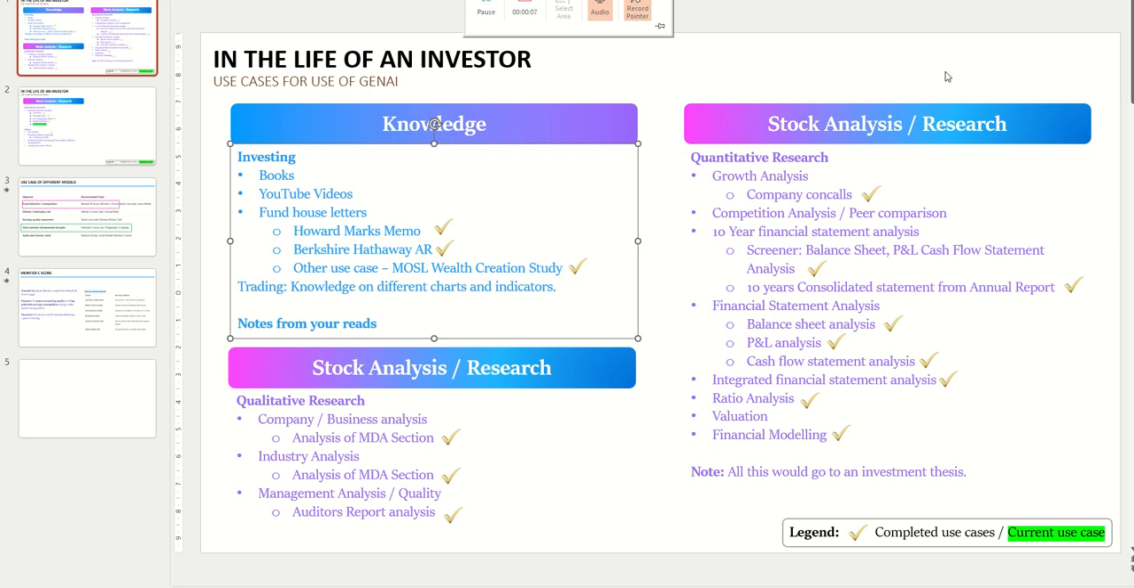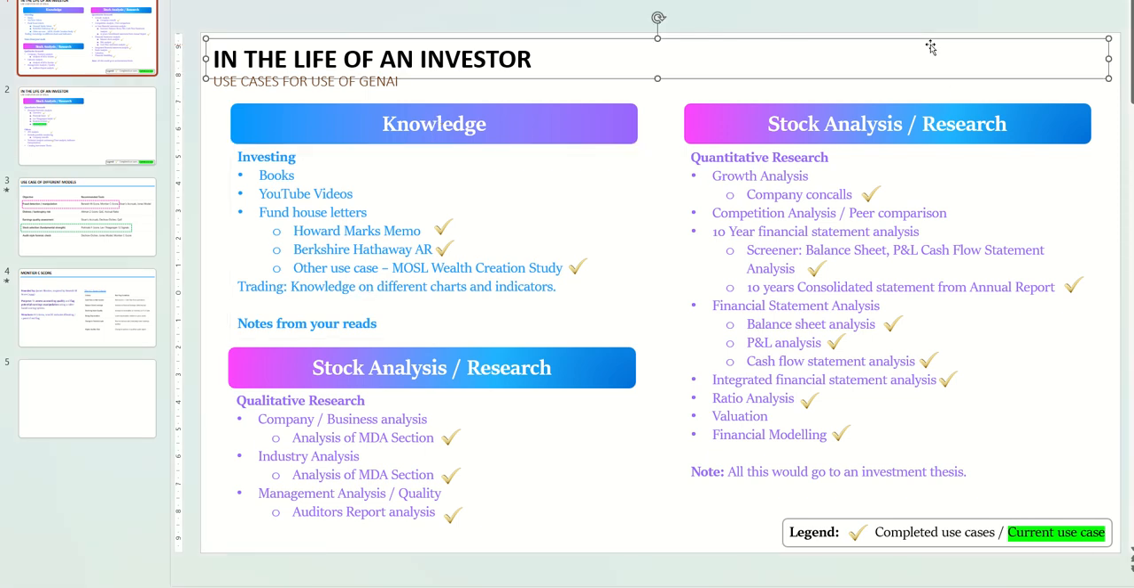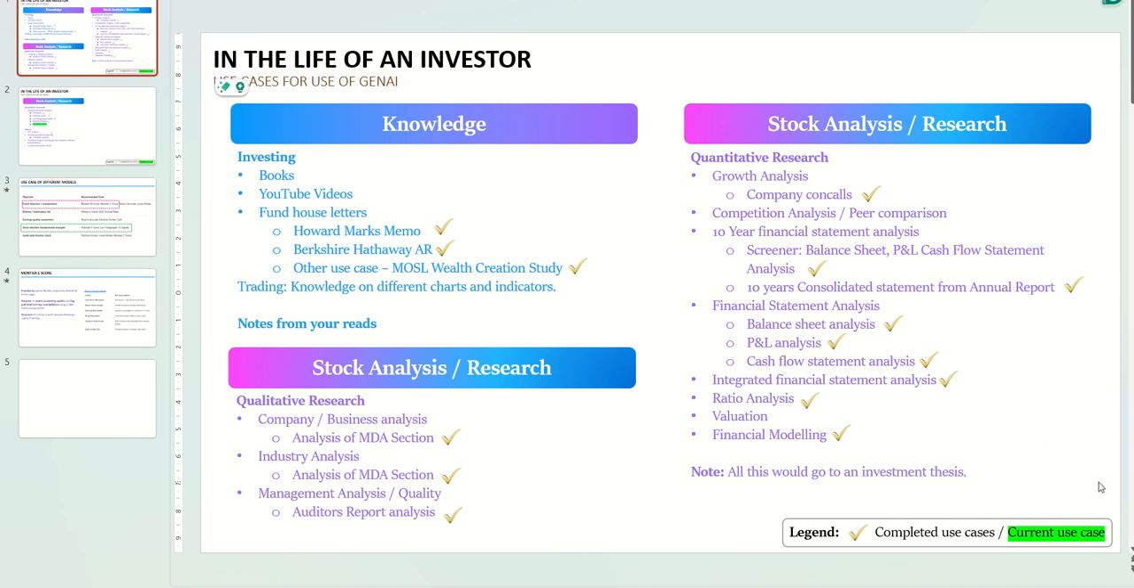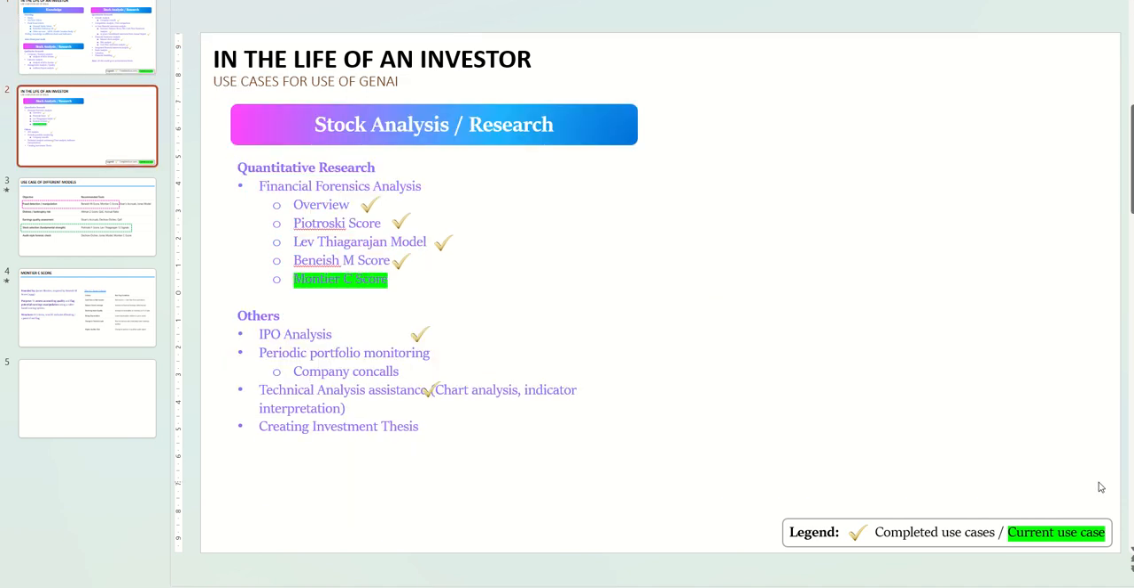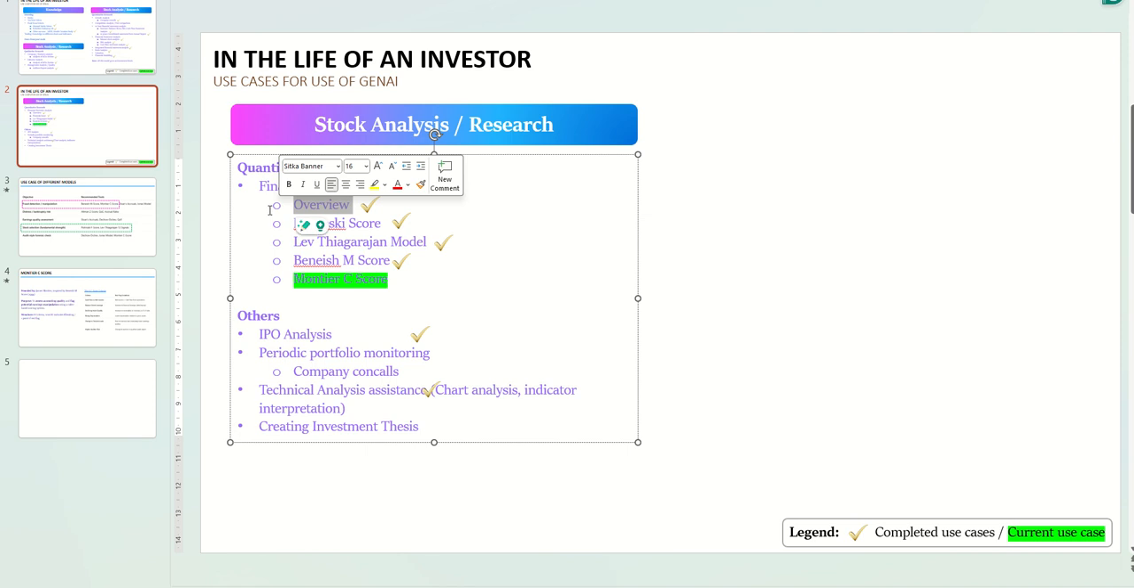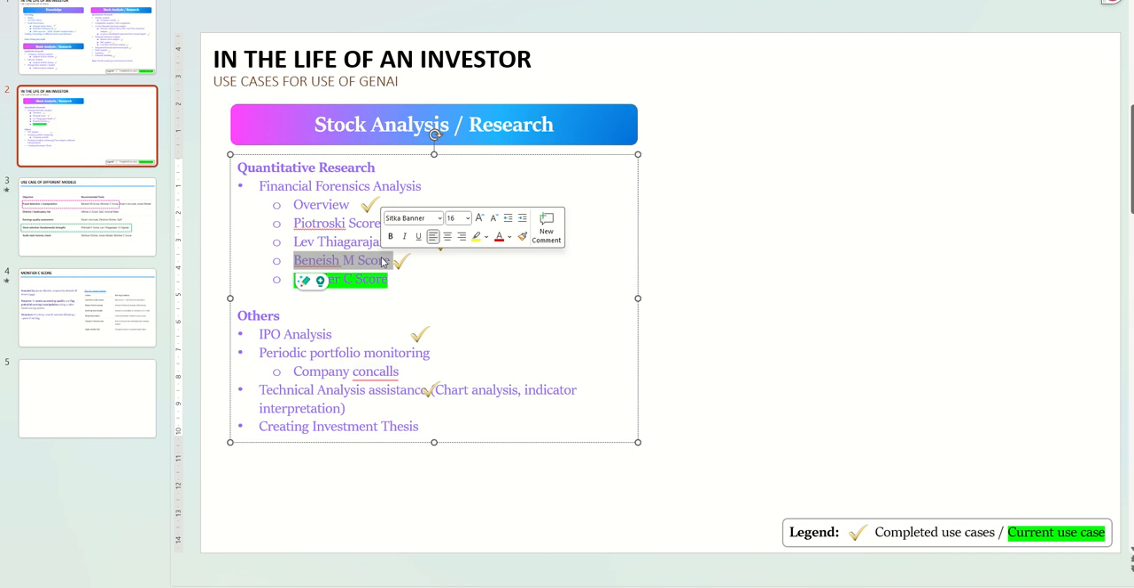On the screen, whatever you see as tick mark are the use cases which have been completed so far. Presently, we are in the process of learning the different financial forensic models to understand the quality of the numbers in the financial statements and also learn how to prompt to gather inferences. Please, without fail, check this overview video for a better understanding about financial forensics. The last three videos we have covered three models: Montier C-Score, Lev Thiagarajan model, and Beneish M-Score. In this video, we will discuss Montier C-Score.